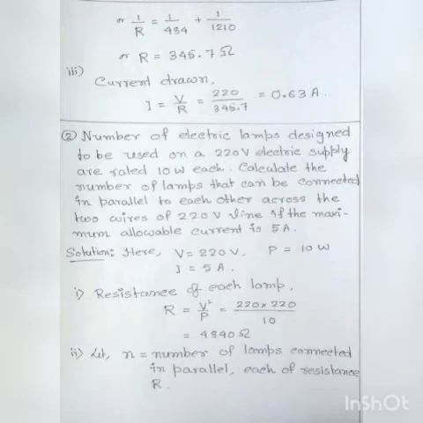Now using Ohm's law, we can calculate the current drawn from the supply line. Here I equals V by R. Substituting the values of V and R, we get the current drawn I equals 0.63 ampere.